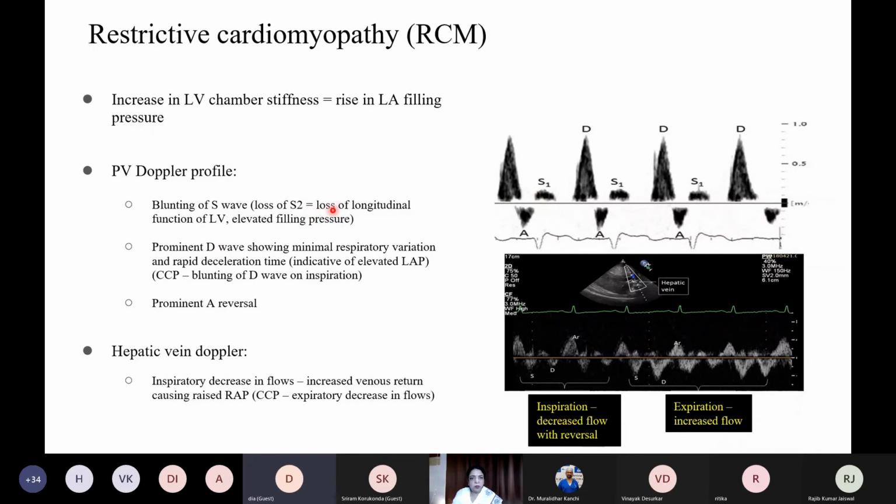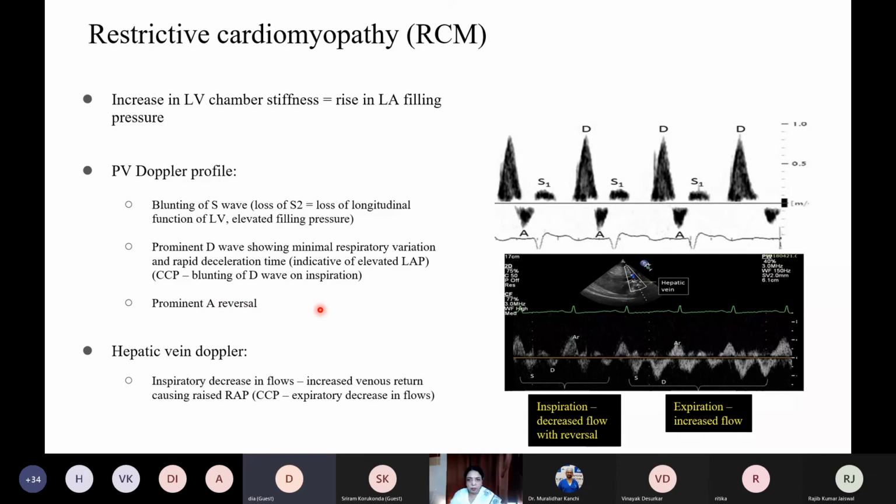There is loss of S2 because of loss of longitudinal function of LV, because LV is also weak. Ejection fraction is also low in these cases. And elevated filling pressure. All these are responsible for blunting of S1. In addition to that, there is prominent D wave showing minimal respiratory variation and rapid deceleration time. Again, it is a sign of raised LAP. And prominent A reversal because of increased LAP.